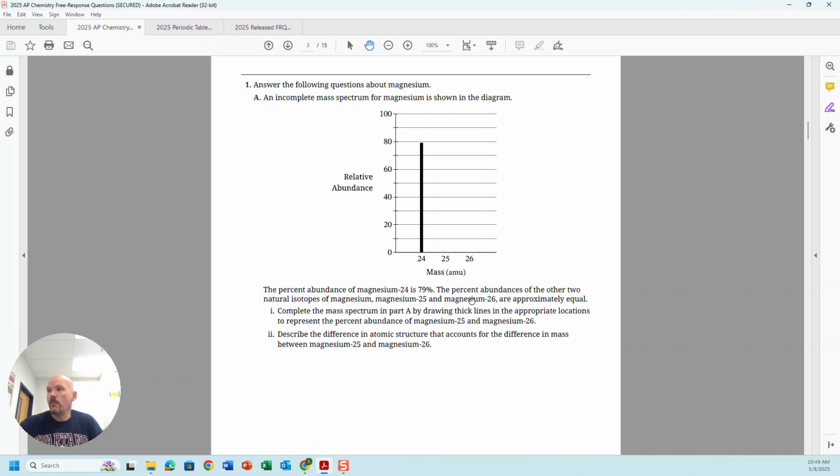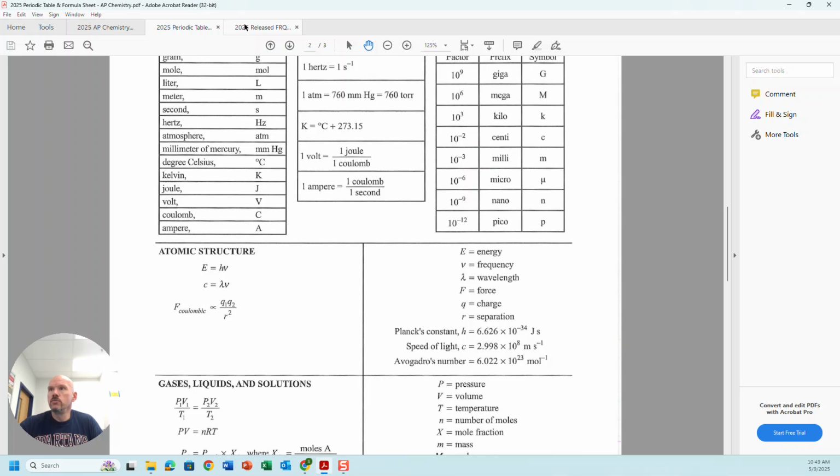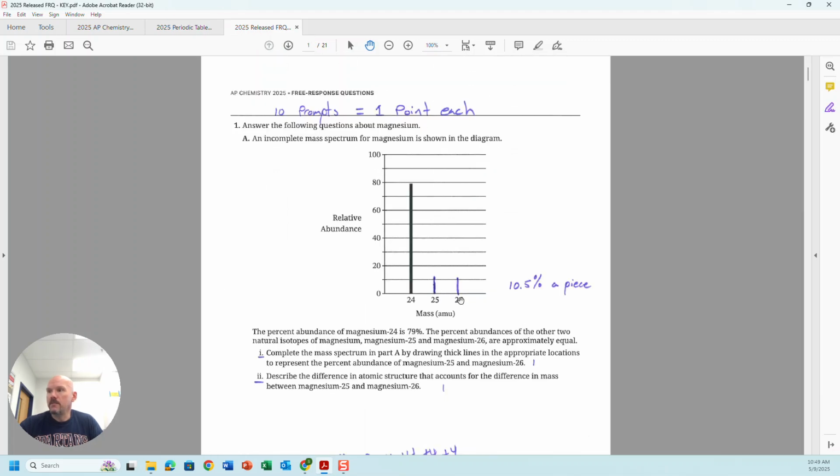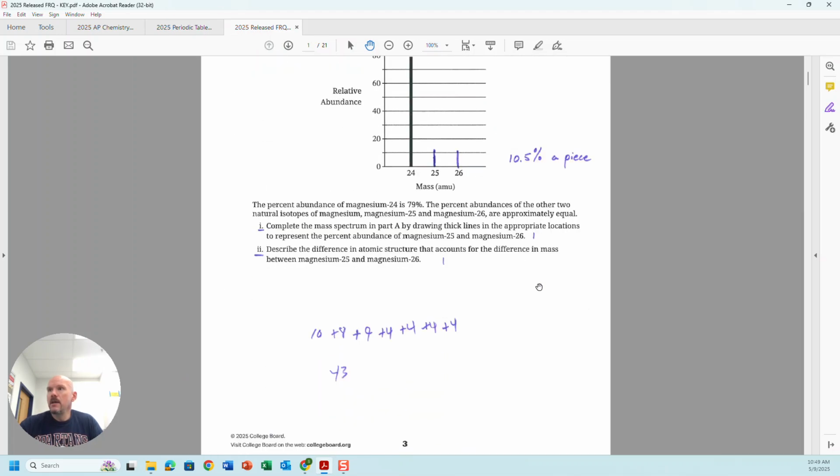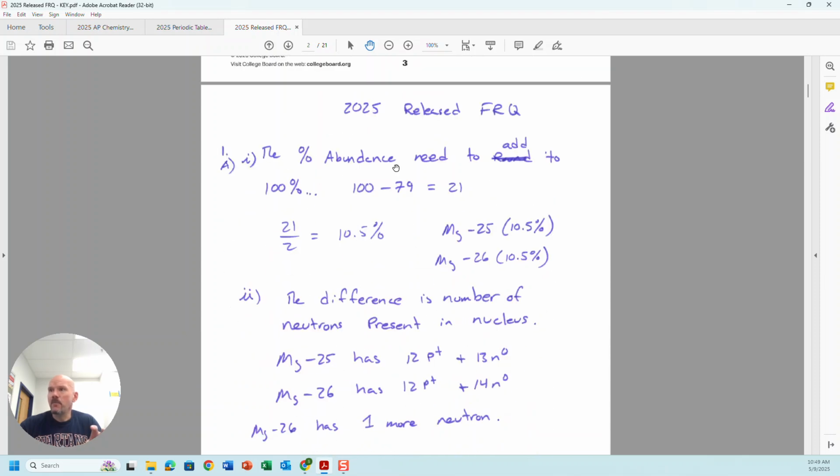And we're told that they're approximately equal. So if we just take 21 and divide it by 2, that means this would be 10.5%, and this would be 10.5%. So if we look at what I drew, you've got to go up to 10.5 and 10.5, 10.5 of a piece. But again, thinking about it, the percent abundance needs to add up to 100%. So we had 79% accounted for, so 100 minus 79, we have 21% missing. And we were told it was evenly distributed between the remaining 2 isotopes. So just take the 21, divide it by 2, 10.5. So magnesium 25 is around 10.5%. Magnesium 26 is around 10.5%.